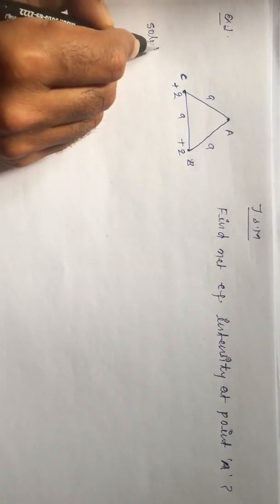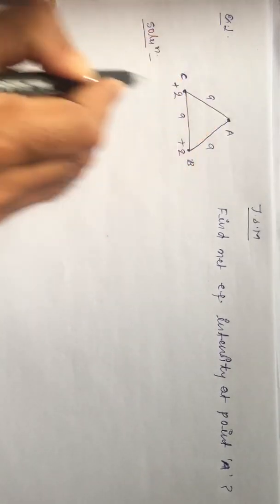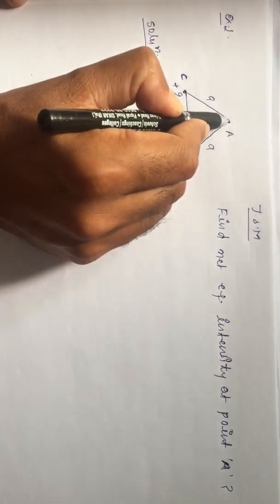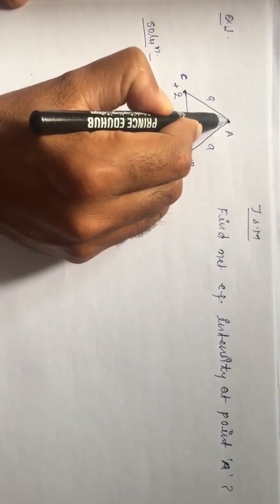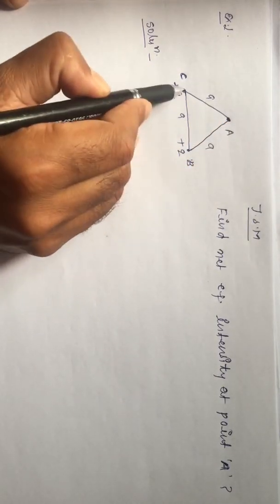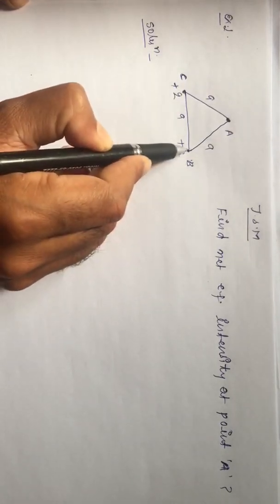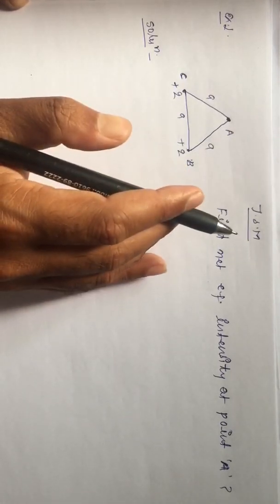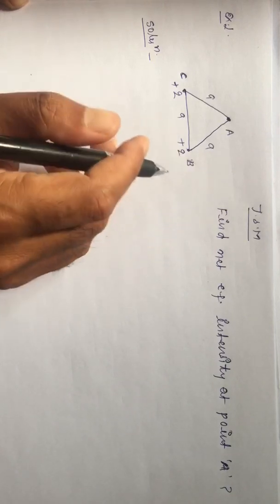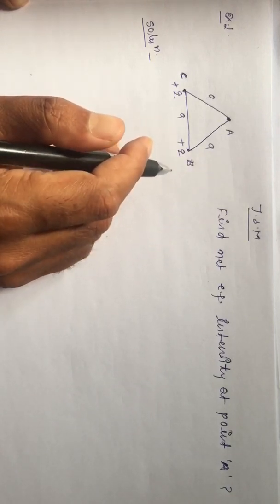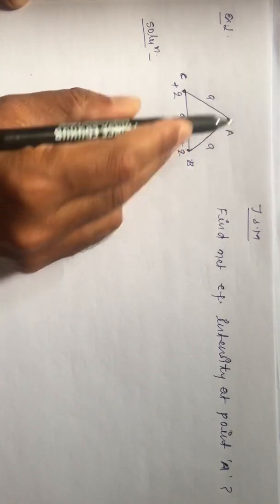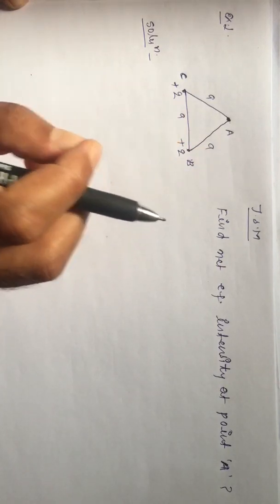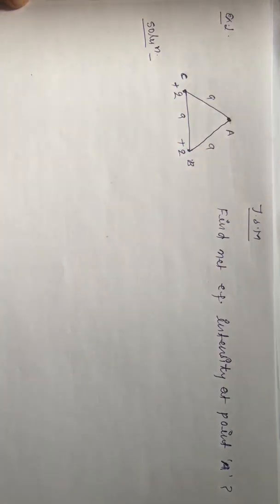How do you find the net electric field intensity at point A? At first you have to keep in mind, my dear students, that at point A the electric field intensity is due to this plus Q charge and due to this plus Q charge. According to the superposition principle, according to the previous concept, we will find one by one individually. At first due to the plus Q charge, then due to this plus Q charge, then we will take the vector sum of both intensities. That will be the final answer. Clear?